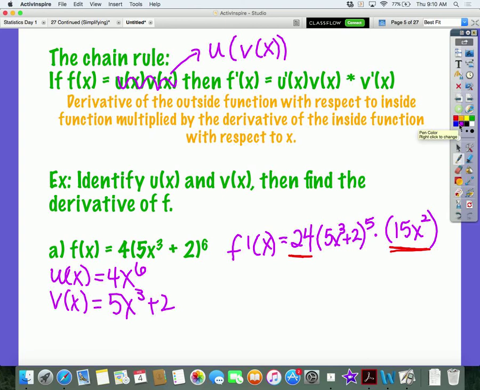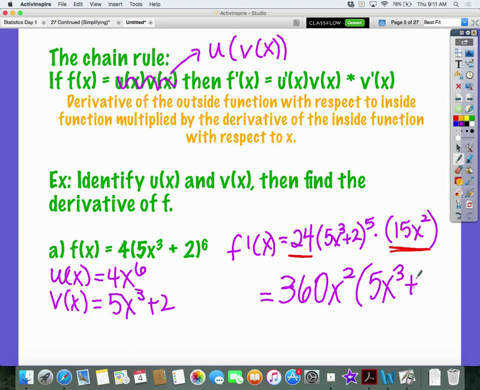So what's 24 times 15? That's 360. Wait, I have a question actually. The 15x squared is within the function, so why are we multiplying? It is 360. You multiply this entire piece right here by a 15x squared. So it's going to be 360x squared times 5x cubed plus 2 to the 5th power. That would be our derivative.